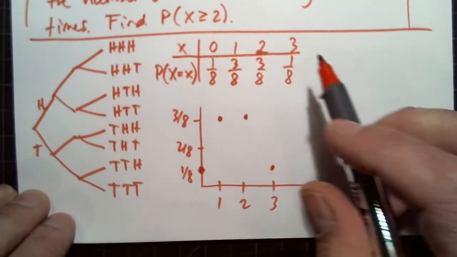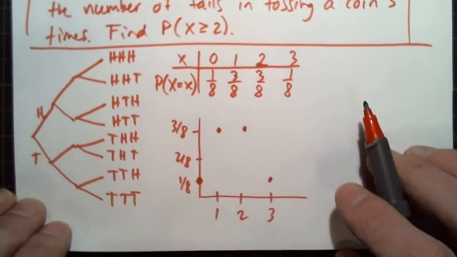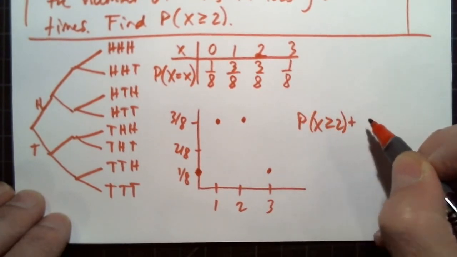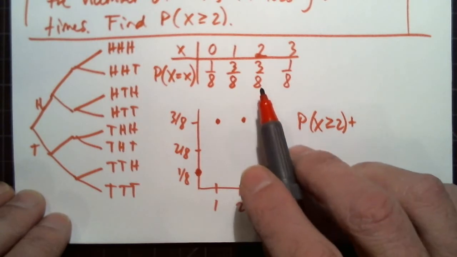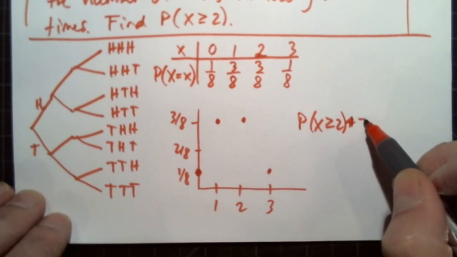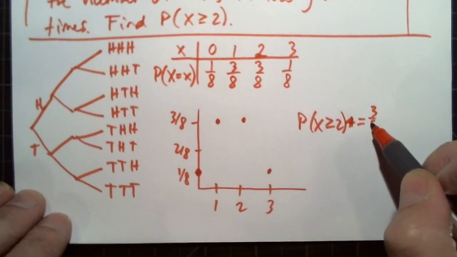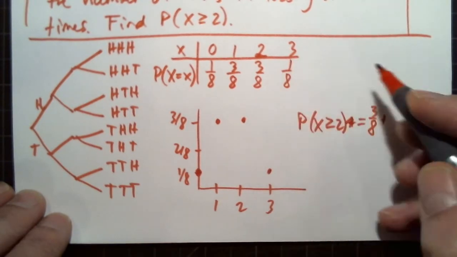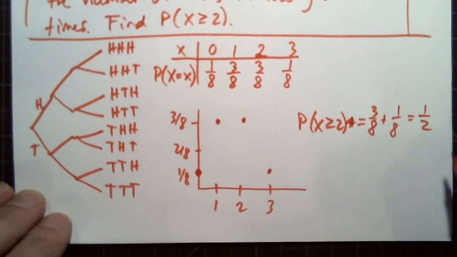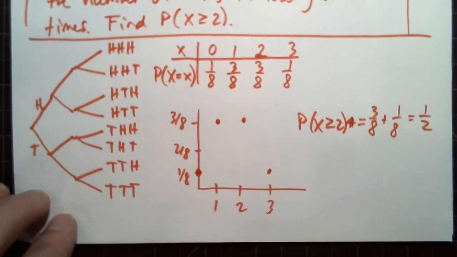Okay, and it asks the question, what's the probability that x is greater than or equal to 2? The probability that x is greater than or equal to 2 is going to be, it can be equal to 2, so we take that probability, 3/8. And then, or it could be 3, and that's 1/8. So we get 4/8. We can find the probability that way.